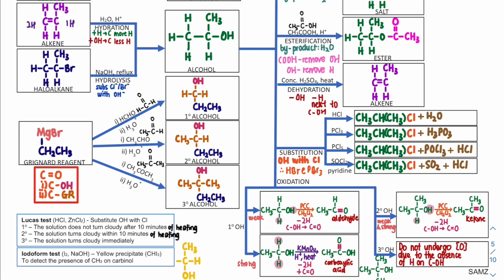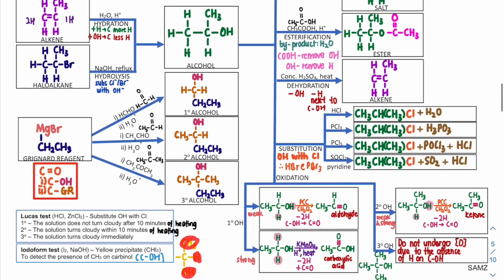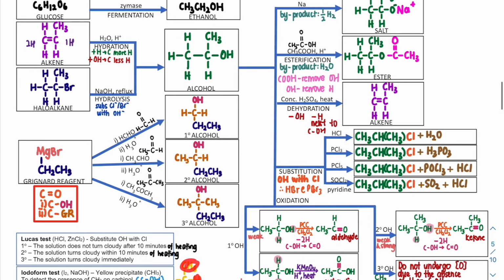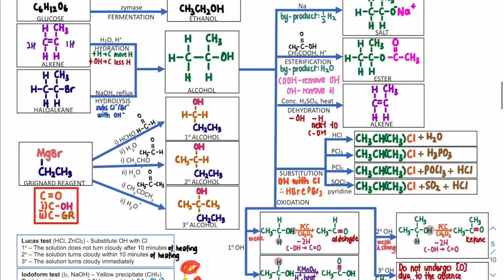Carbinol means our C-OH bond, the carbon that contains the OH, because a carbonyl is C double bond O. But not only must there be a CH3 and OH, the carbon must also have a hydrogen attached to it. So that is the last chemical test, and the last reaction of hydroxy compounds. That is the video summary, or mind map, for chapter 8, hydroxy compounds.